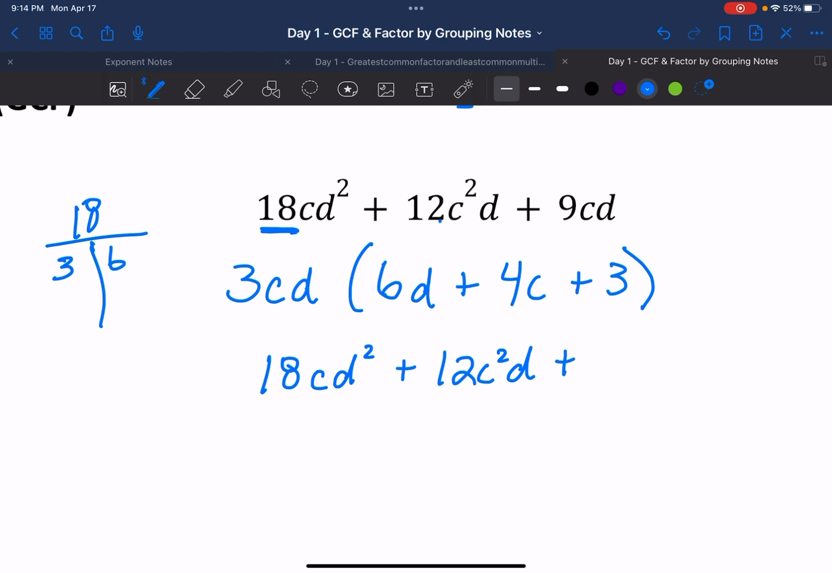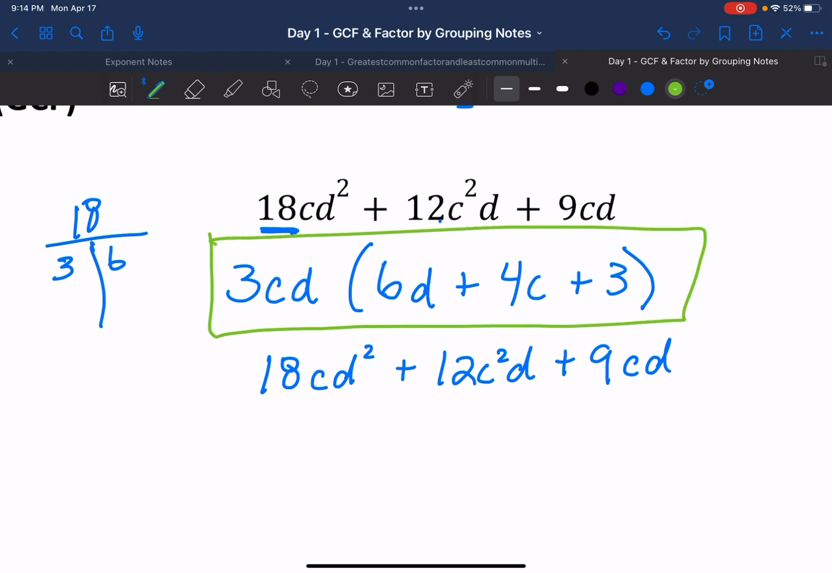Last term, let's multiply across. 3 times 3 is 9. And I can't forget my CDs. I'm going to put that here. And sure enough, these two terms match up. So this is our answer, right? But this was our double check when we FOILed it out.